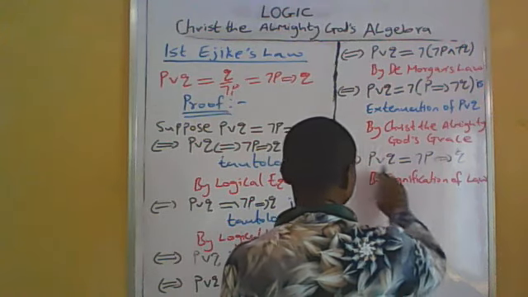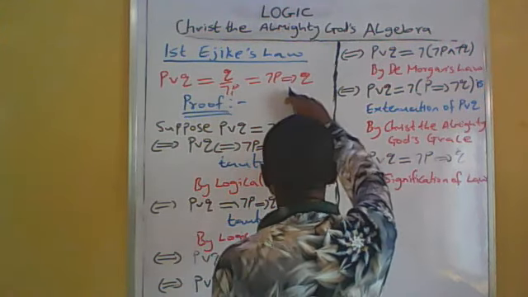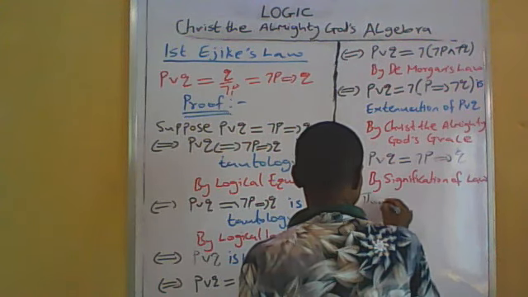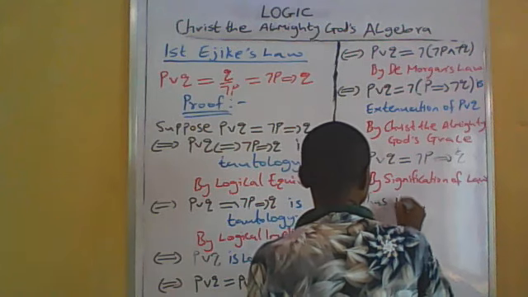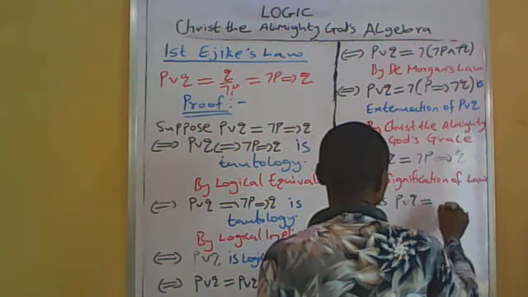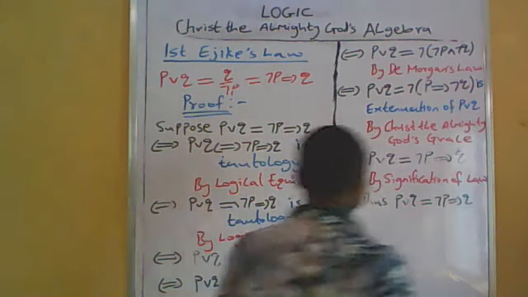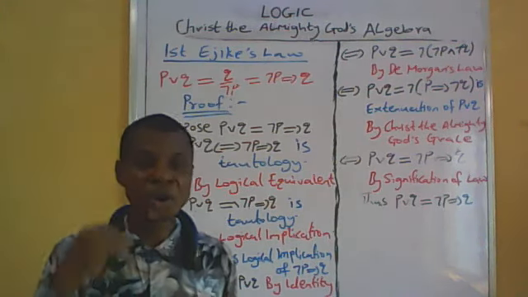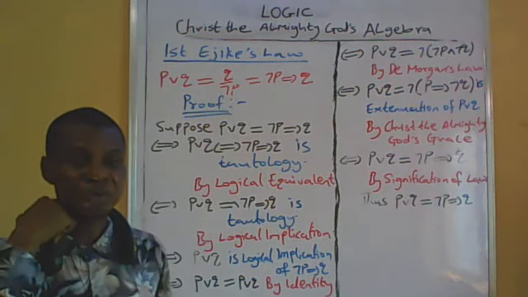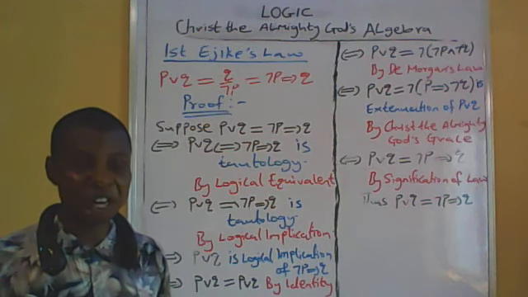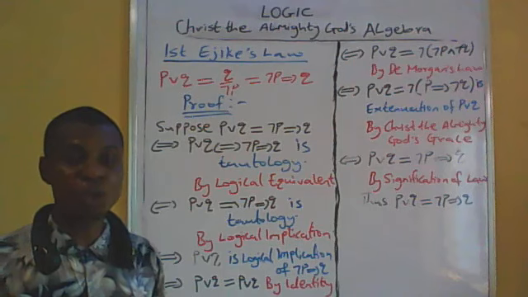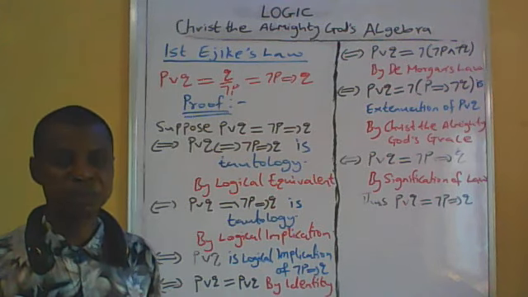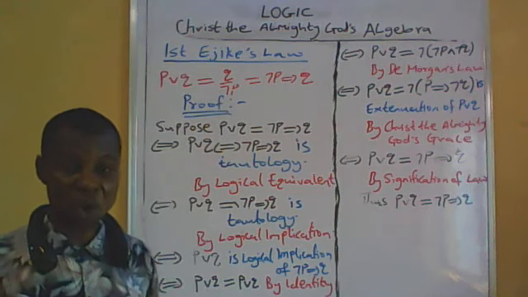Now I have proved that P or Q is equal to not P implies Q. We then say thus, we conclude, thus P or Q is equal to not P implies Q. Since it is not yet shown to be equivalent, we are going to prove the converse, so that by the principle of externality, we establish that P or Q is equal to not P implies Q. This is the first Ejike's law.